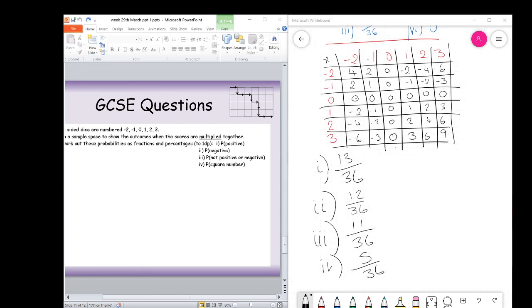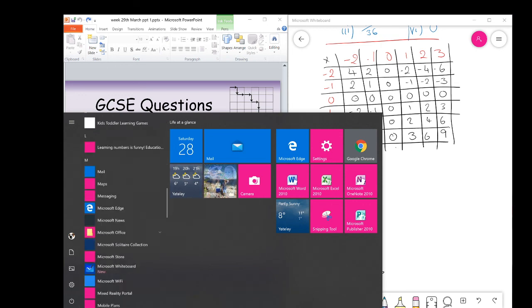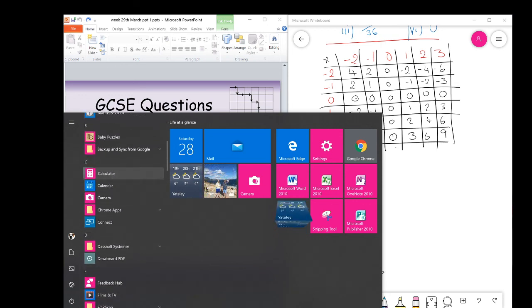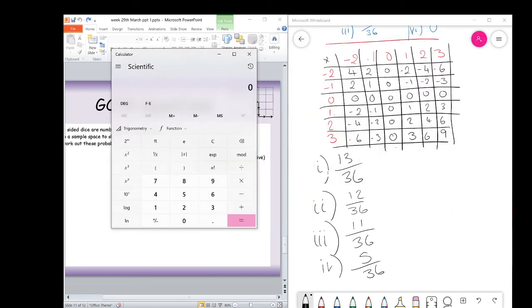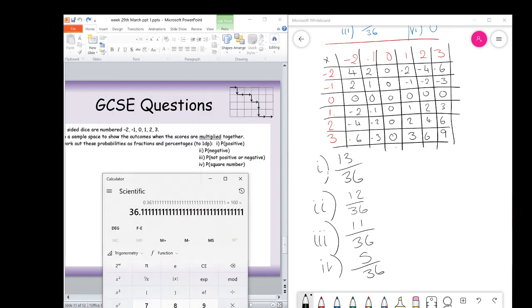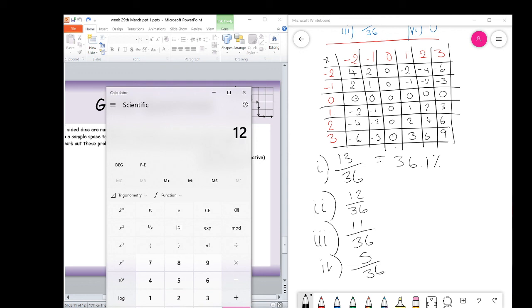Right, let's turn these then into, I've got to find my calculator on here now. Oh, I've just gone past it, calculator. So let's turn these into percentages then, as it's asked us to. So to turn it into percentages, I do the numerator divided by the denominator, and then I times it by 100. And then it wants it to 1 decimal place. So that is 36.1%.